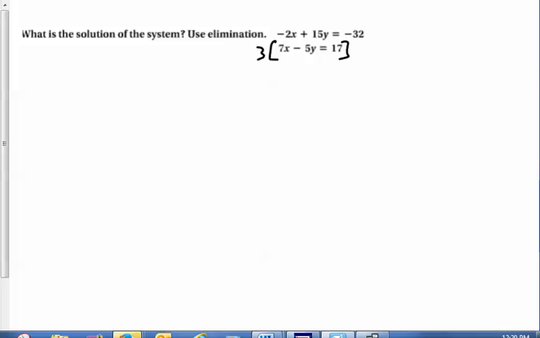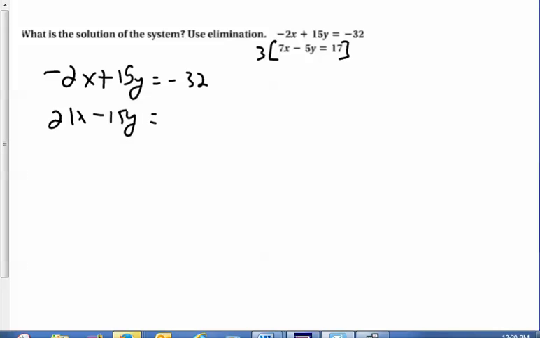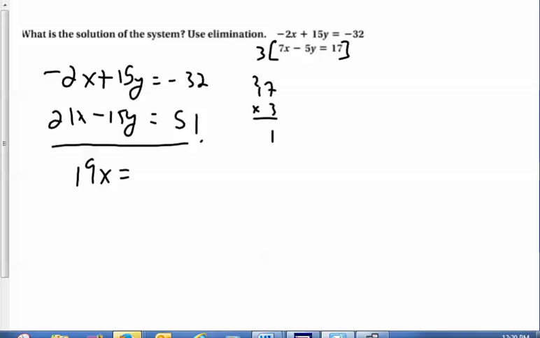So what I have here now is negative 2x plus 15y equals negative 32, and I have 21x minus 15y equals 17 times 3. What's 17 times 3? Well, I don't know. So put it off to the side. There's 1, 3, so 51. Now when I add them together, that's 19x equals 51 take away 32. That's 19. So x is 1.